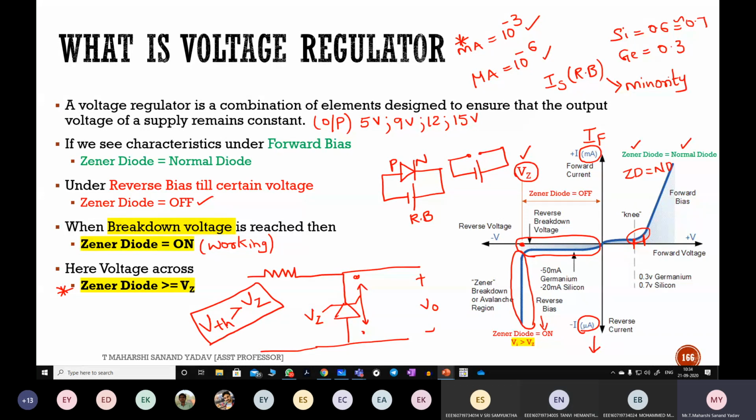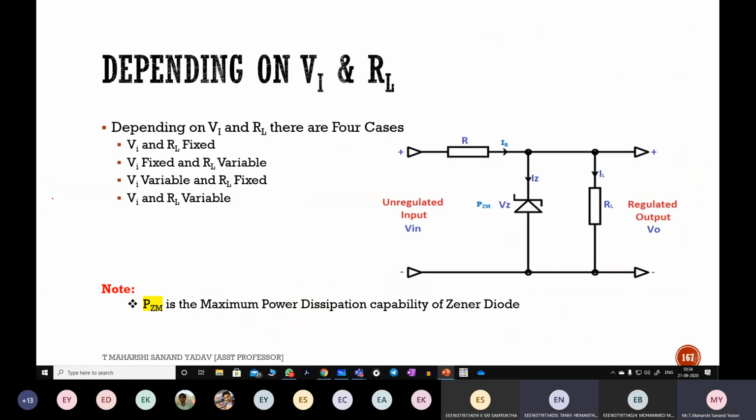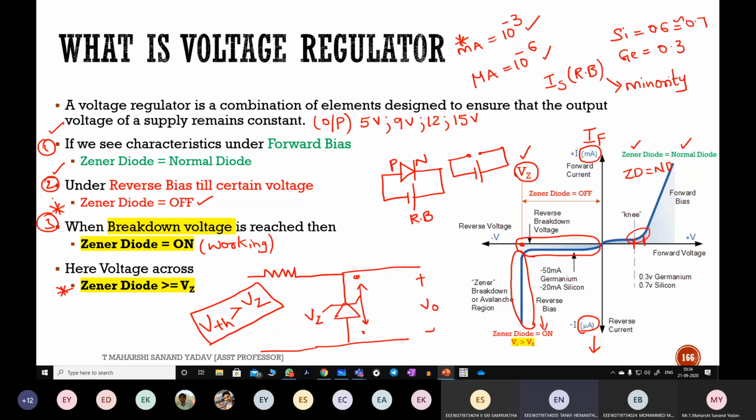So I hope you are clear till this slide, right? 3 points. First point, second, and third. However, you know this 1 and 2, whereas third point you need to concentrate. Sir, voltage across Zener diode is Vz only, na, sir? Yes, it is Vz. Then voltage across Zener diode is greater than or equal to again Vz.